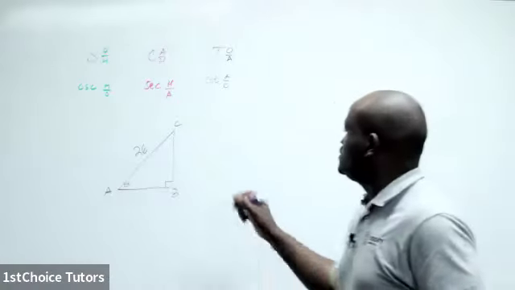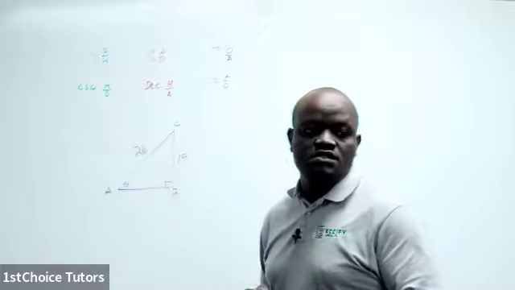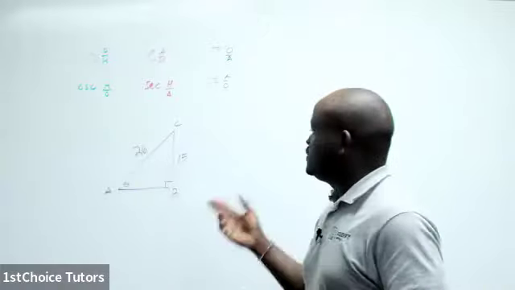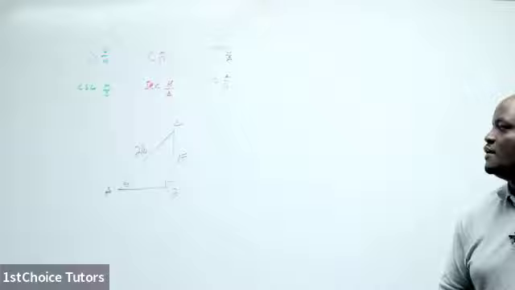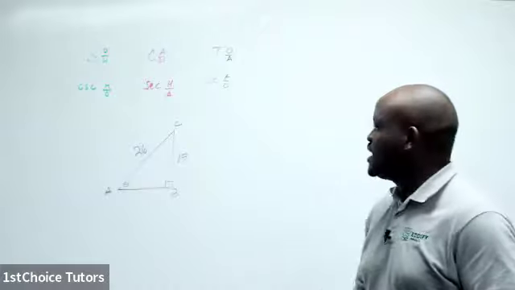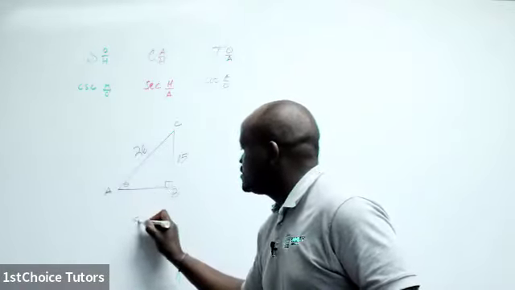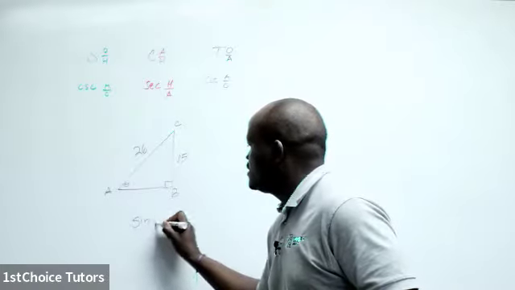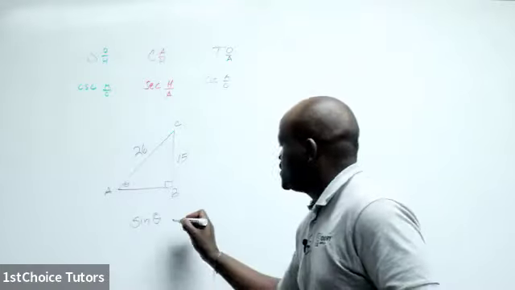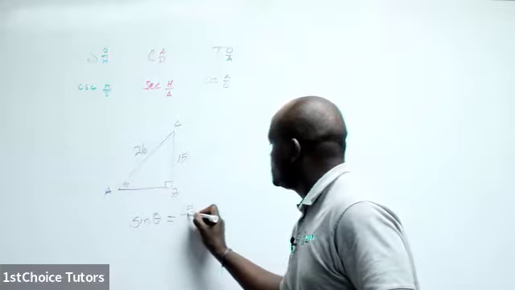15 is what? Opposite? And what are we looking for? Over... Sine? Can we say sine? Yeah, we can do sine because we have opposite and hypotenuse, and we need this angle, right? So sine Theta, because it's unknown right now, equals 15 over 26.